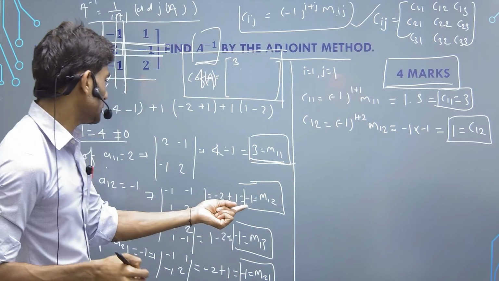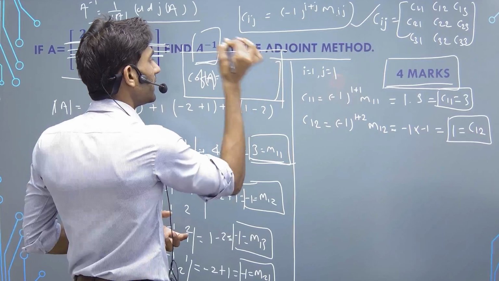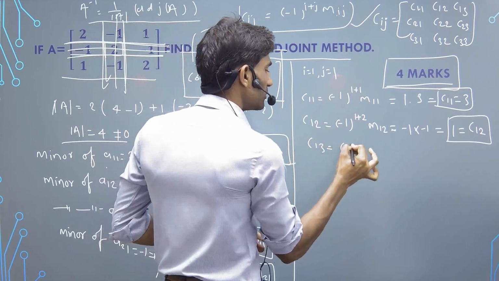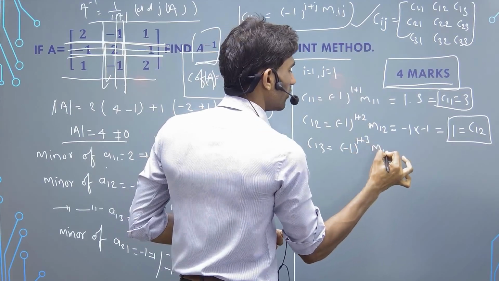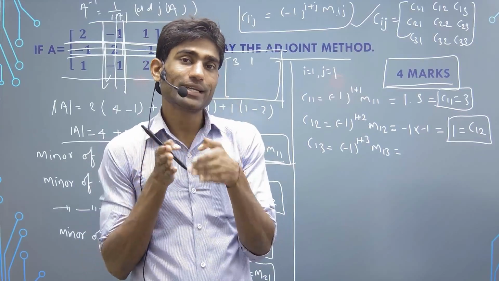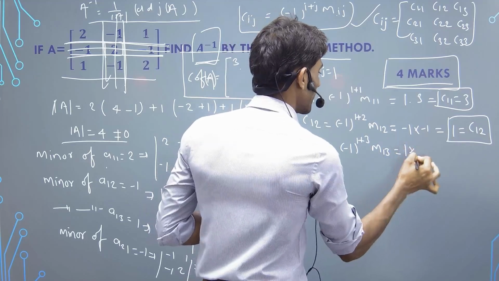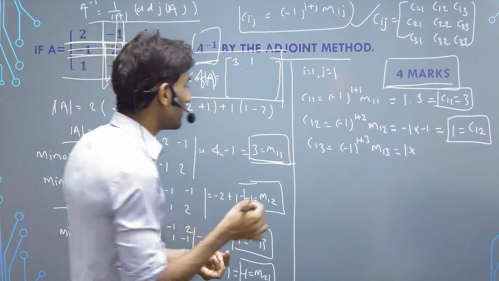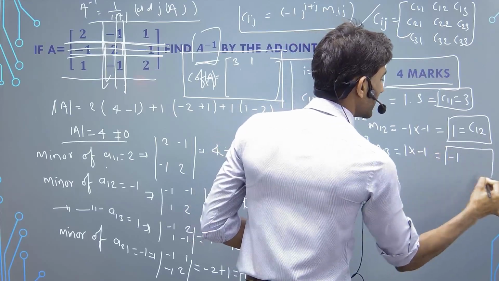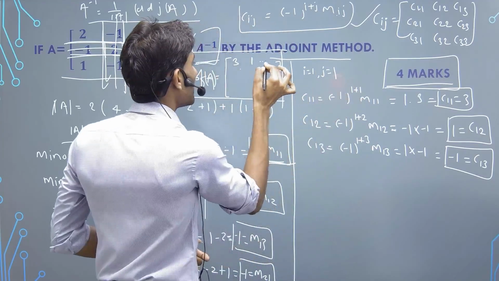I hope you all have understood the value here. So we got C12 as 1. Now put it here. Now do it for C13. First row, third column: minus 1 raised to 1 plus 3 into the minor of 1, 3. So minus 1 raised to 1 plus 3 means it goes to 4, and minus 1 raised to an even power gives us a positive number, so it gives us 1 only, and the minor of 1, 3 is minus 1. So minus 1 into 1 gives a minus 1, which is the element for C13. So put minus 1 here.